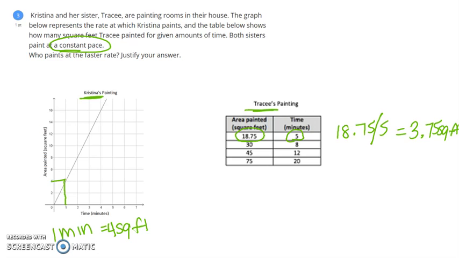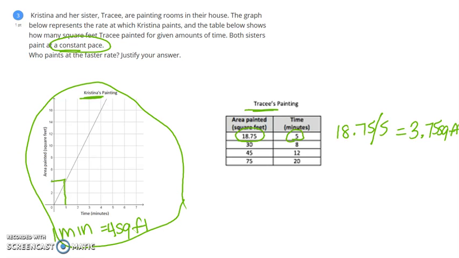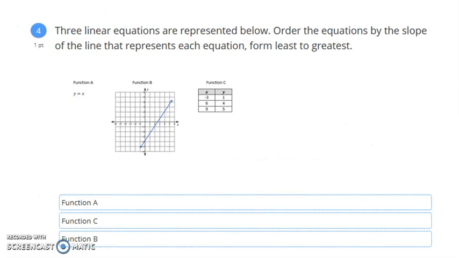So who's painting faster? Well, Christina would be painting much faster because in 1 minute she covers 4 square feet, where Tracy's just a smidge behind at 3.75 square feet per minute. All right, the last one, 3 linear equations are represented below. Order the equations by the slope of the line that represents each equation from least to greatest.